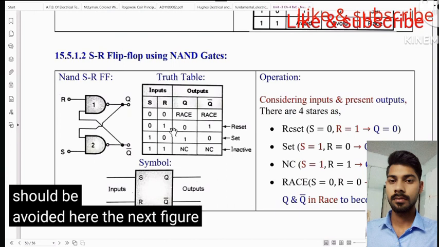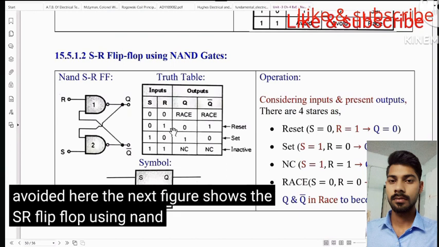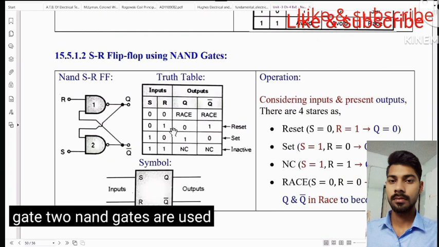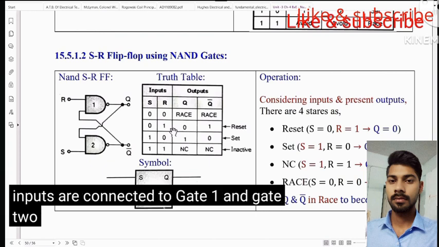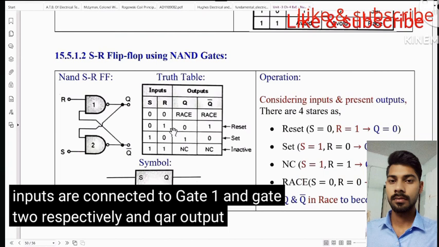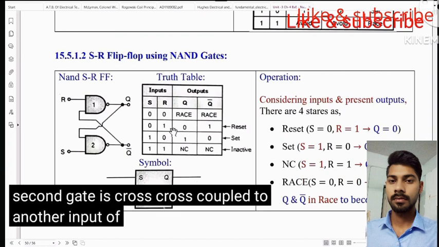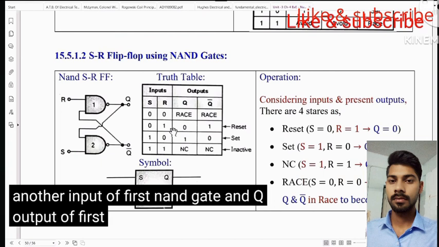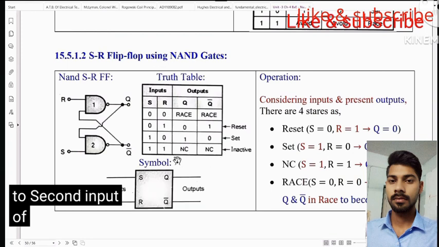Here, the next figure shows the SR flip-flop using NAND gates. Two NAND gates are used. R and S inputs are connected to gate 1 and gate 2 respectively. And Q bar output of the second gate is cross-coupled to another input of the first NAND gate, and Q output of the first NAND gate is cross-coupled to the second input of the second NAND gate.